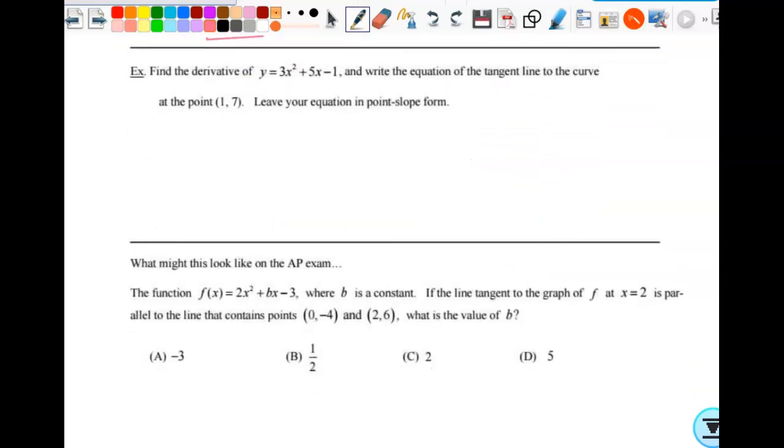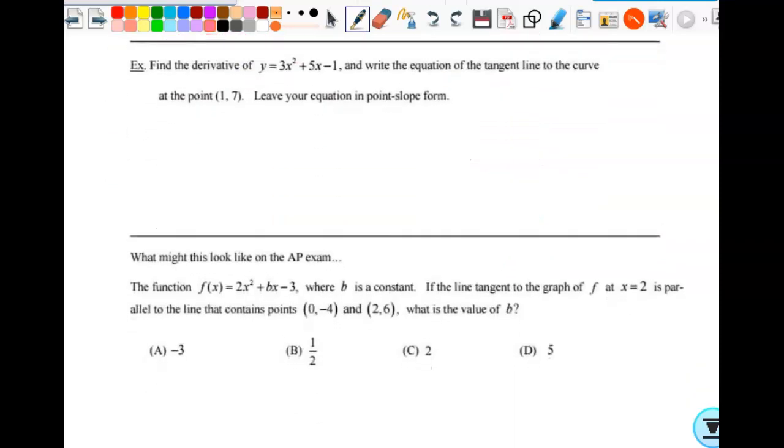Let's look at another one. We're going to find this derivative and write the equation of the tangent line. So find the derivative. If it's y, my derivative is going to be what? dy dx. Good. All right. And so then we're going to write the equation of the tangent line to the curve at this point. So if I'm writing the equation of a line, I have to have a point, and I have to have a slope. I get my point from f and my slope from f prime.